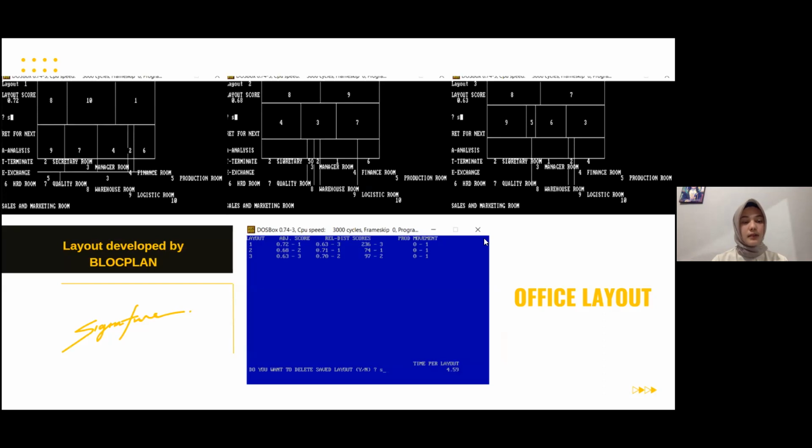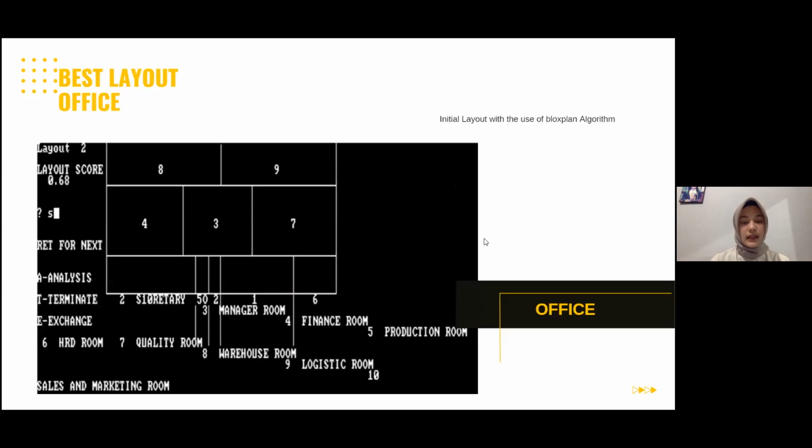After we make the initial layout, we make 3 alternative layouts with Block Plan. To know which one is the best, we look at the R score. The one closest to 1 is the best. As we can see in the first picture, the best layout is achieved in layout 2. So layout 2 will be used as the office layout in the whole layout. And this is the bigger picture of the office layout. The next slide will be explained by my friend.